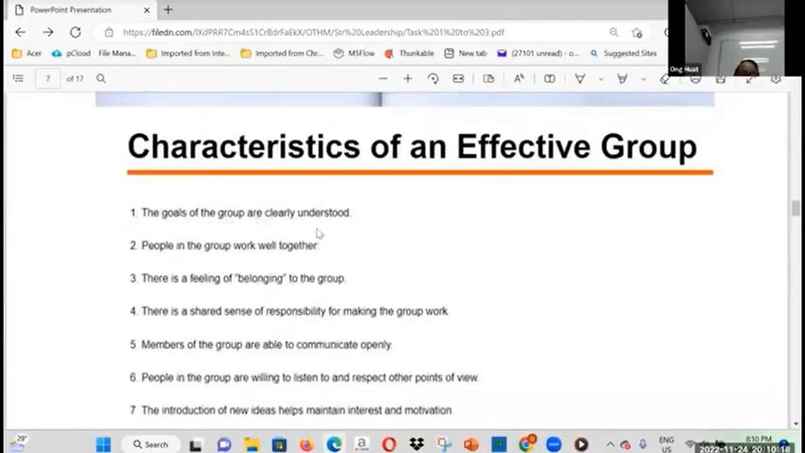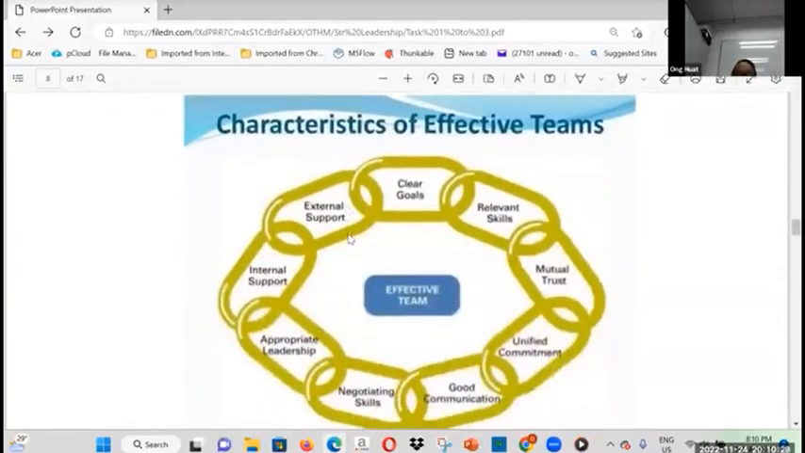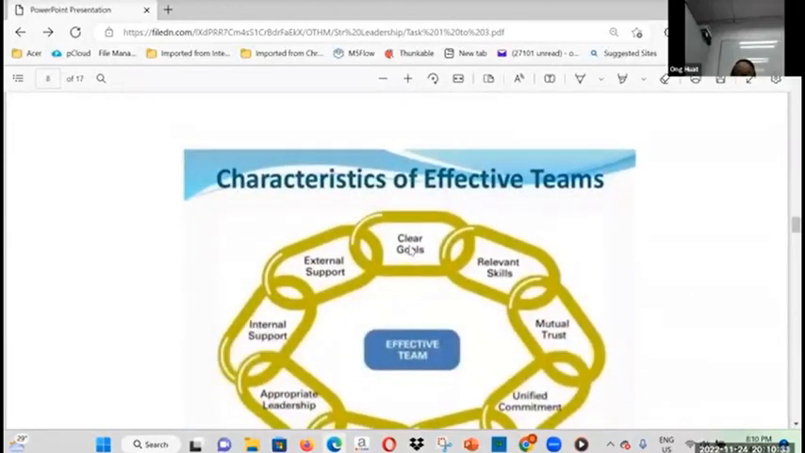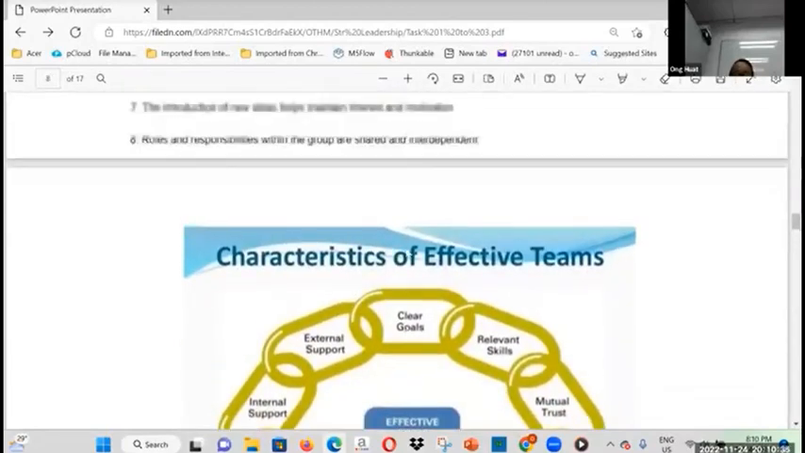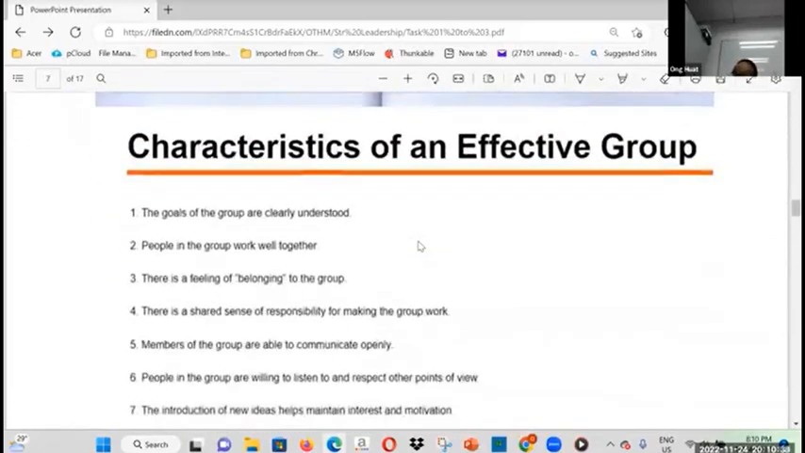The goals of a group are clearly understood. So if the goal of the group is clearly understood, right? That means the other one, right, may not be so clearly understood. That's why you need a clear goal to be defined by your leader. So in an effective group, the goals are very clearly defined.